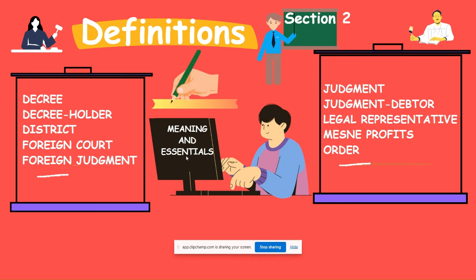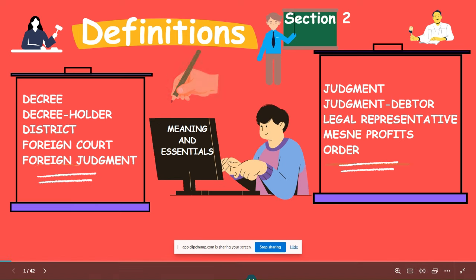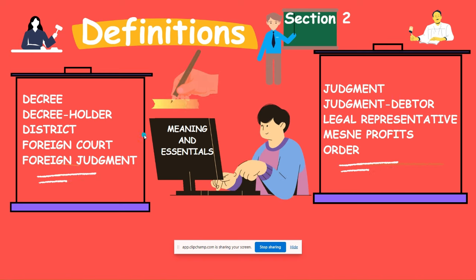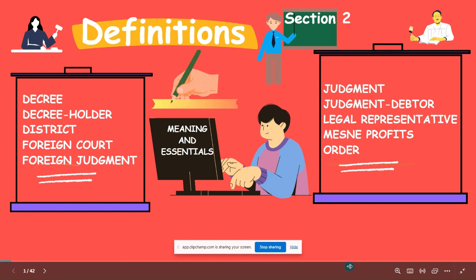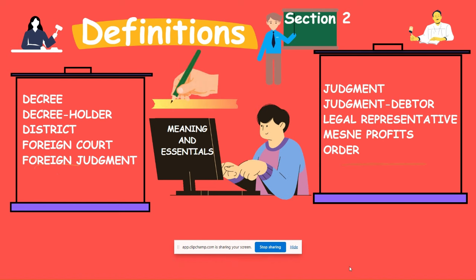Hello and welcome back to our today's session on CPC, and we are going to see the important definitions. The terms which are used here, we are going to see the meaning and essentials of these terms. Decree, decree holder, district, foreign court, foreign judgment, judgment debtor, legal representative, mesne profit, order. Before that, we just see what is just basic about the Code of Civil Procedure.